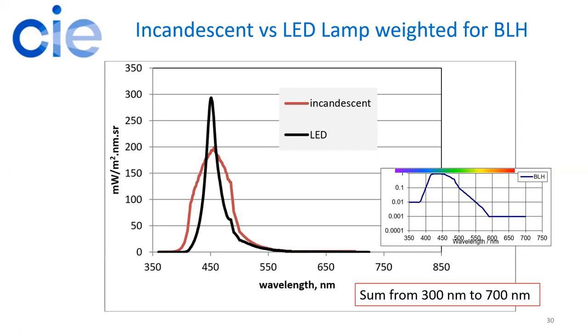So at each wavelength, we take the value of our B-lambda curve and multiply it by the value that we measured. And then having got those values, which is the graph here, you can see that although the LED has a tighter peak, the incandescent has a broader peak. If we add all those up, we can see what the difference is and actually compare it with the exposure limit value.